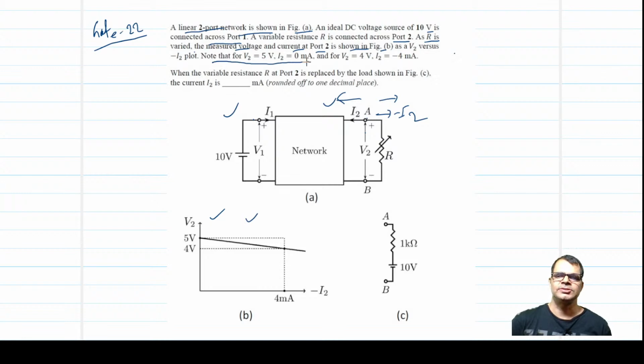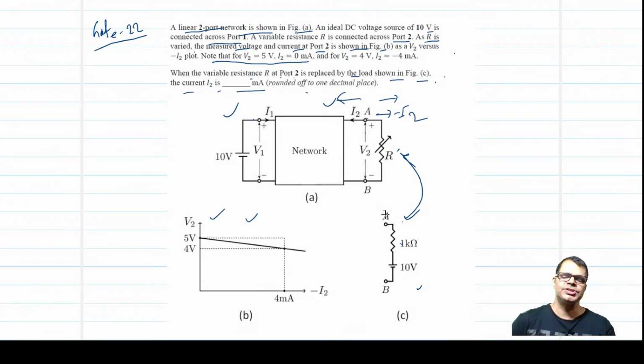Obviously, they have given the value also for port 2. When the variable resistance R at port 2 is replaced by the load shown in figure C, the current I2 is what, in milliampere? That means when you replace this R with a variable resistance like this in figure C, you just connect here. They have given all these conditions, and now you are going to connect this to these networks. So it asks you what will be the value of current I2.